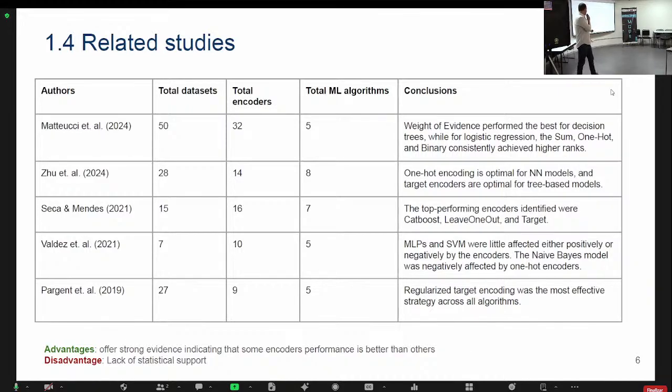And the advantage of these studies is that they offer strong evidence that some encoders perform better than others, right? Which means that it's important to properly select the encoder that you want to use based also on the model that you will use to solve your problem. But on the other hand, a large disadvantage of all these studies is that they lack statistical support or statistical rigor, in the sense that why choose only 50 data sets and not 100 or 1,000 or 10,000 data sets? So maybe a better question is, how many data sets are enough to say that my conclusions are solid enough or that are supported by a statistical criterion, right?